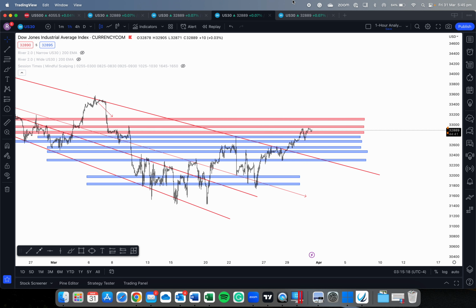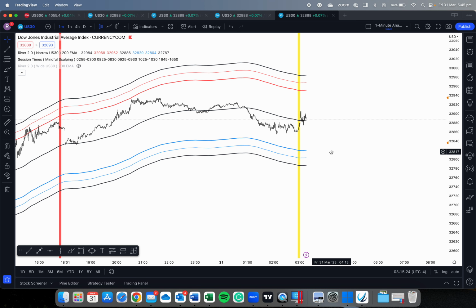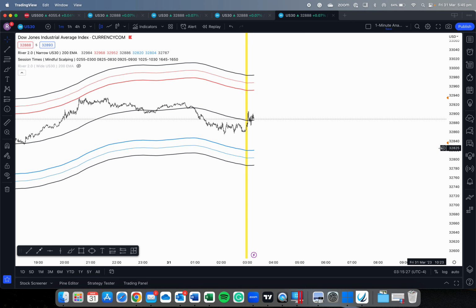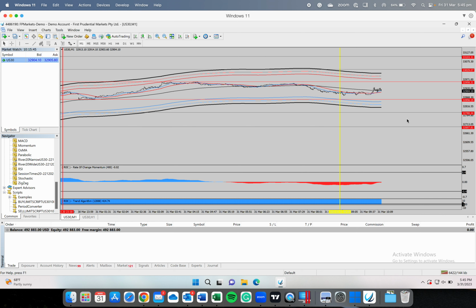But looking in closer at the 1 minute, you can see that I've got 2 alerts, one for supply and one for demand. And at the moment, from the London Open, we're just kind of ranging at the median. And if we go to MT4, we can see what I've got set up here. So I've got 1, 2, 3, 4, 5, 6 horizontal lines set up there.